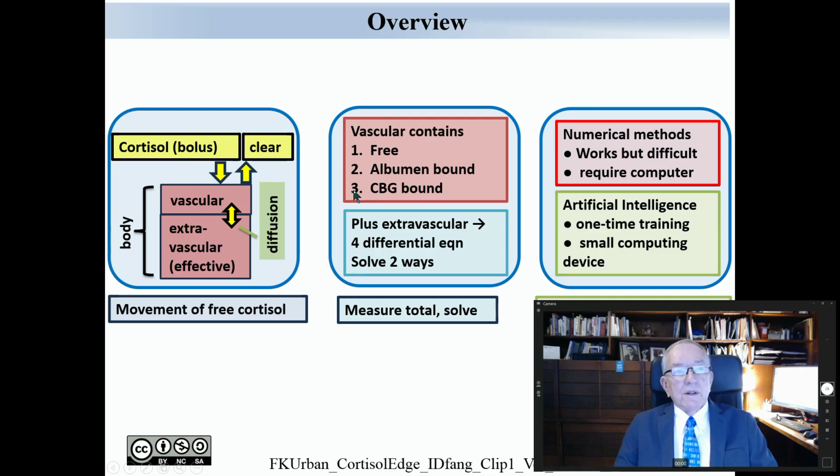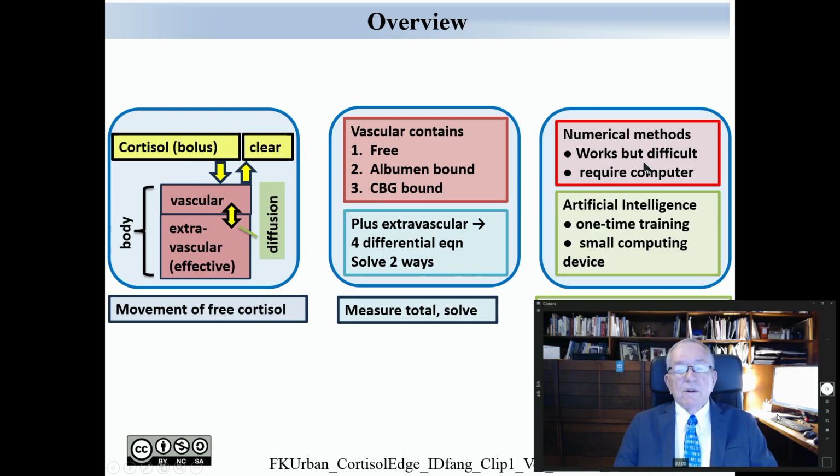Also, the vascular space contains cortisol that is free, and also that is bound to albumin, and also that is bound to CBG. In the extravascular space, we don't pay much more attention, other than it's not in the vascular space, and it diffuses in and out of the vascular space.